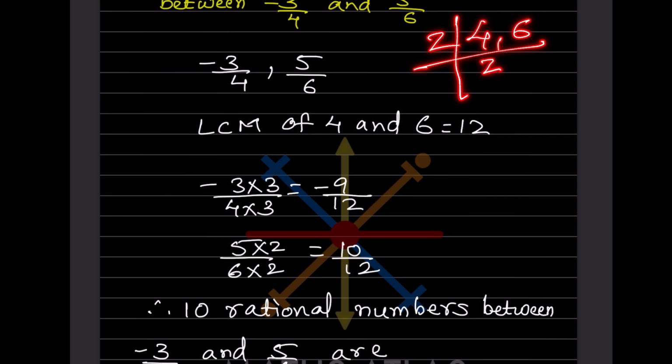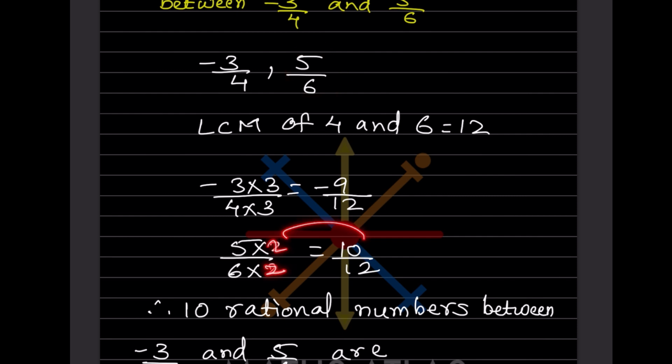2 2s are 4, and 2 3s are 6, 2 1s are 2, and this will be 3, 3 1s are 3, 3 2s are 6, 6 2s are 12. So many of them just multiply this and make it 24. No, the LCM is 12. So now for this one, what are you going to do here? 4 3s are 12, so this is multiplied by 3, so this also should be multiplied by 3. So that will be minus 9 by 12. And this will be 5 by 6, 6 2s are 12, so that is going to be 10 by 12.